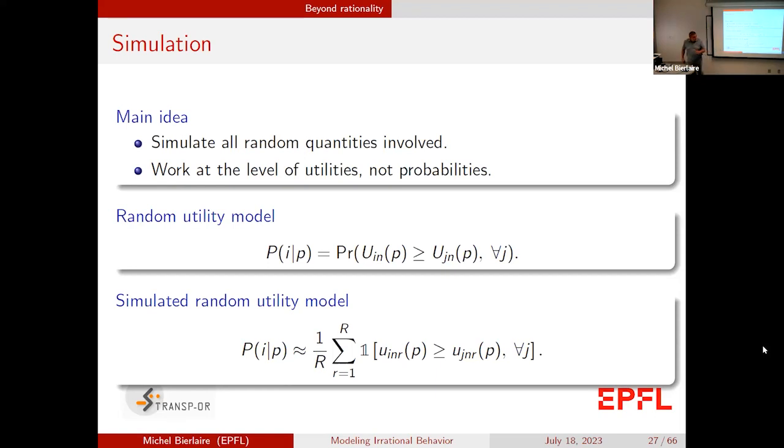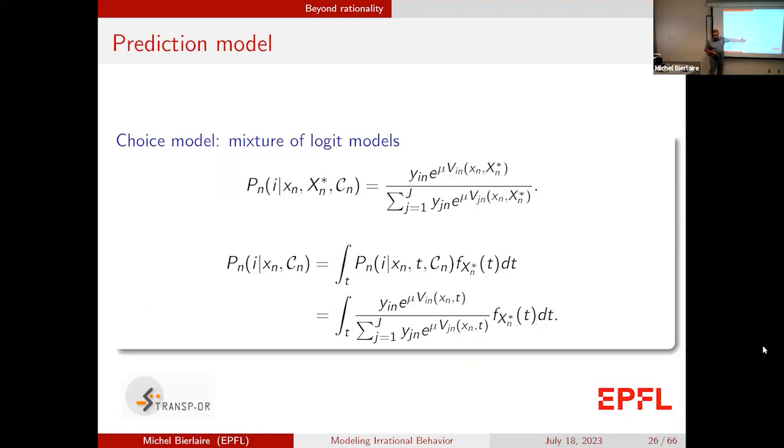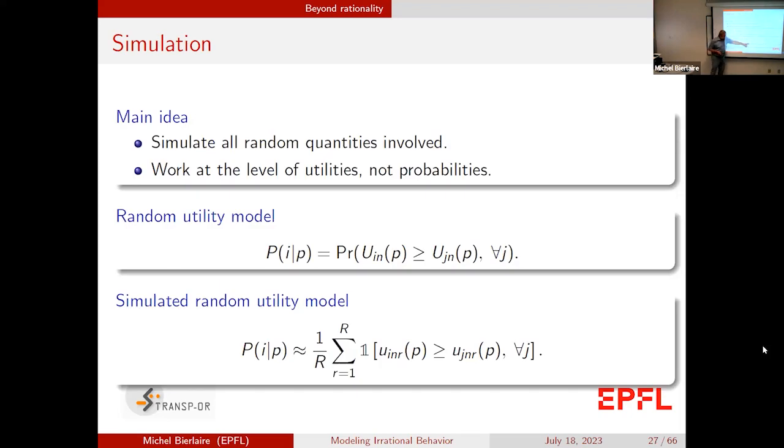And the advantage is that most of the time, the utility here is a linear function of the variables. And this is better because we can deal with linear specification. So that's the first idea, is to not work at the probability levels because we have this kind of messy formula, but to work at the level of utilities and use simulation to deal with the probabilistic nature of the model.